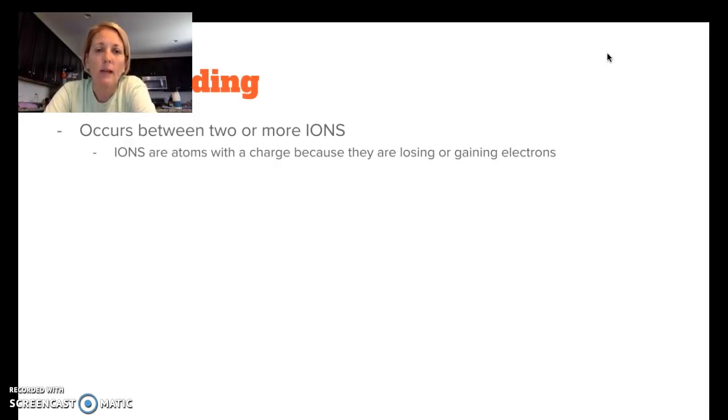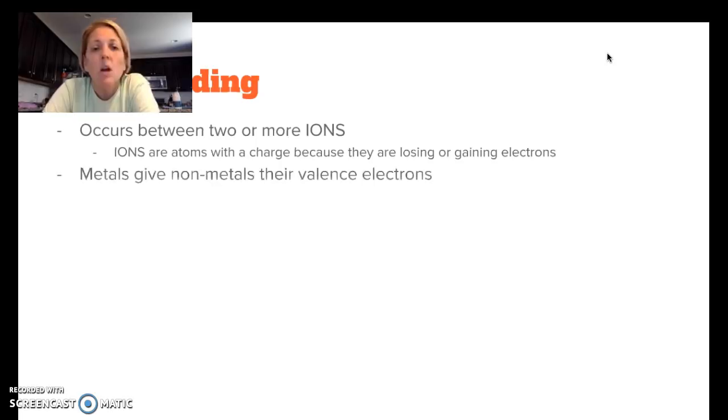So if you think about the elements, remember we're trying to follow the rule of 8. If I have 1 valence electron and I'm trying to get to 8, is it easier for me to lose that 1 electron, or is it easier for me to find 7 electrons to make me stable? It's easier for me to lose that 1. When I lose electrons, I'm losing a negative particle, so I become more positively charged.